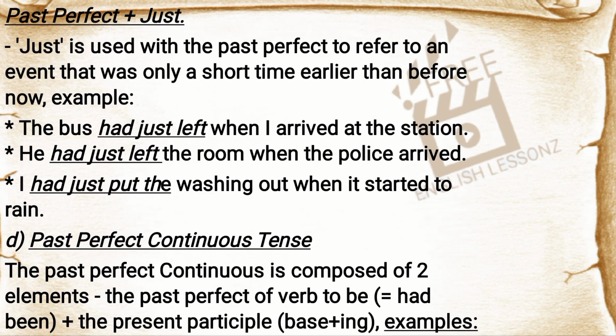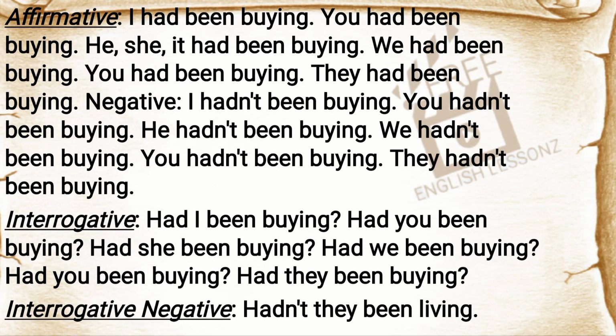D. Past perfect continuous tense. The past perfect continuous is composed of two elements: the past perfect of the verb to be, had been, plus the present participle, base plus ing. Examples, affirmative: I had been buying, you had been buying, he, she, it had been buying, we had been buying, you had been buying, they had been buying. Negative: I hadn't been buying, you hadn't been buying, he hadn't been buying, we hadn't been buying, you hadn't been buying, they hadn't been buying.